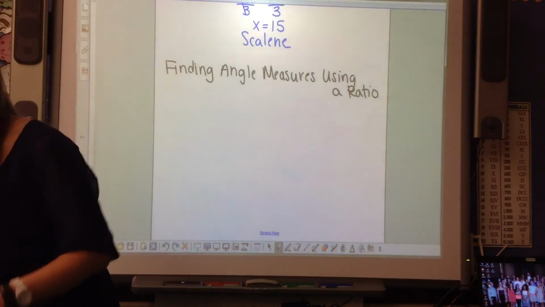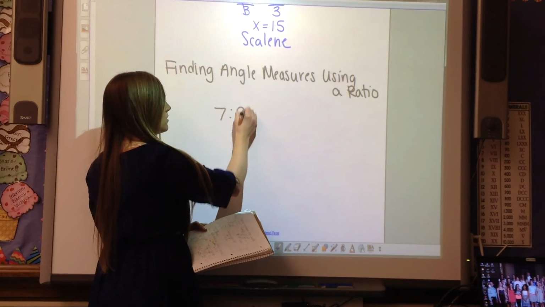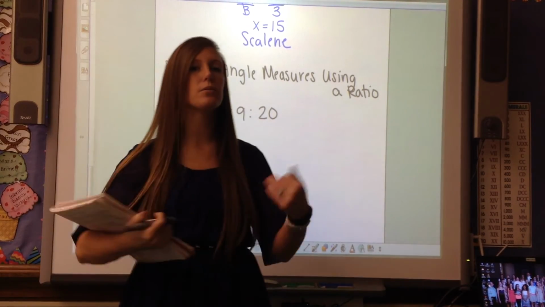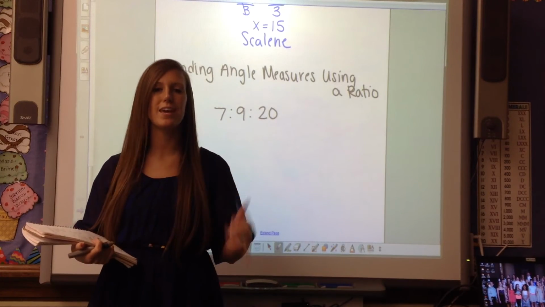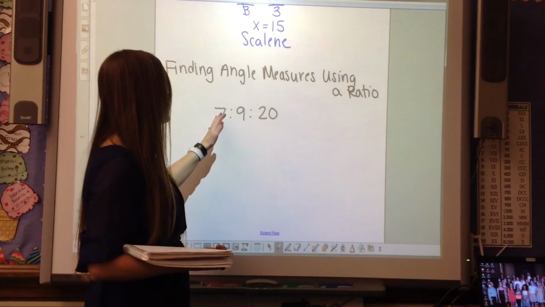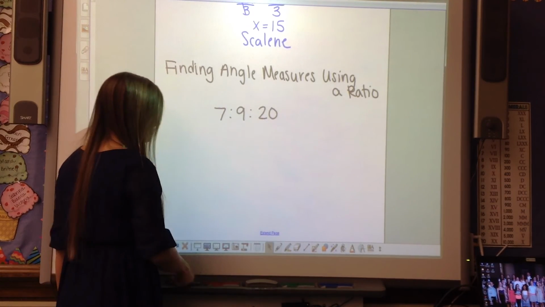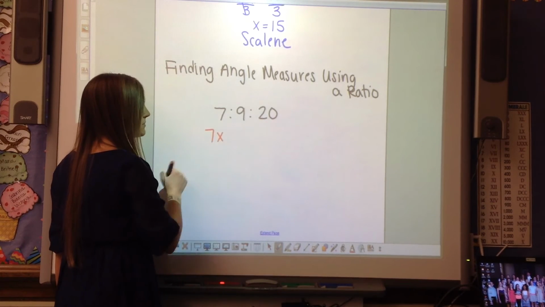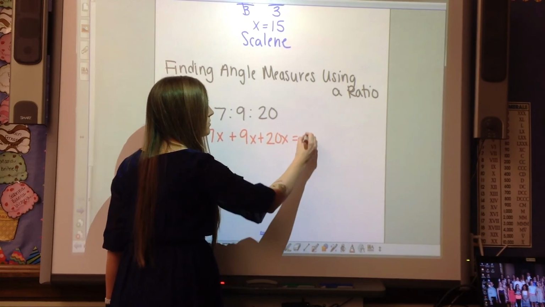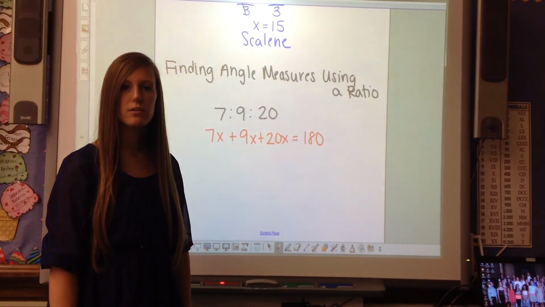So we're dealing with the ratio 7 to 9 to 20. Again, you're dealing with angles. Think about what the sum of the angles equal in a triangle, 180. So you're going to set this information equal to 180. 7 times something plus 9 times something plus 20 times something equals 180. You're solving for x. You want to figure out x.